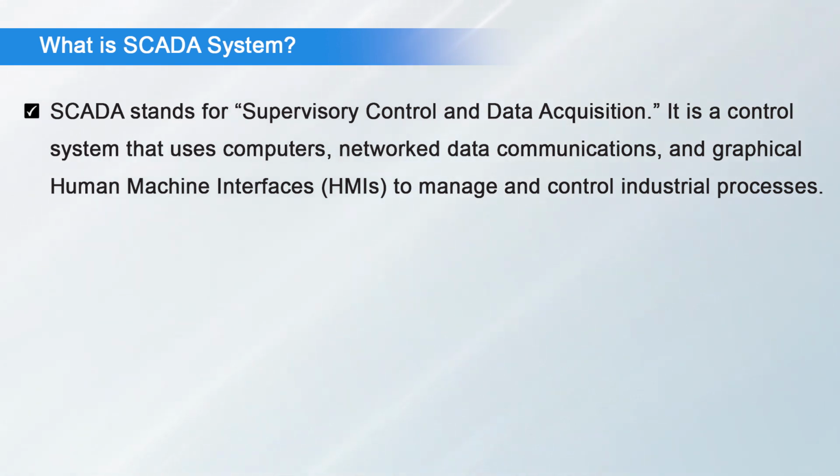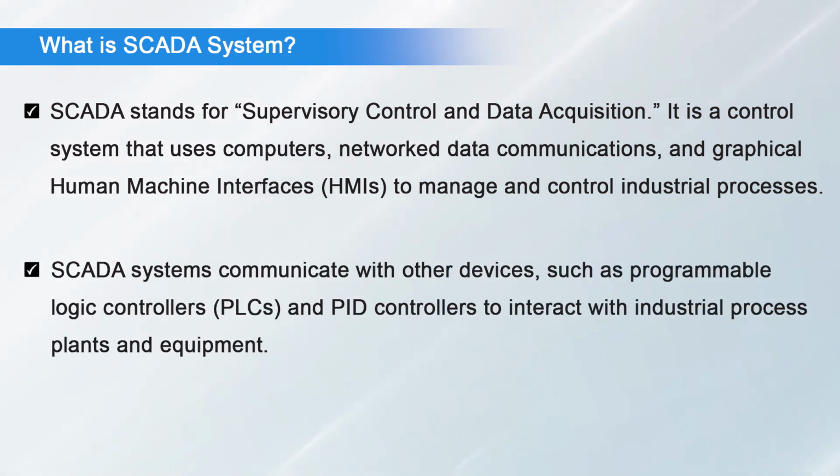It is a control system that uses computers, network data communications and graphical human interfaces, which are called HMIs, to manage and control industrial processes. The SCADA system communicates with other devices such as PLC and PID controllers to interact with the various industrial processes in plants and the equipment too.